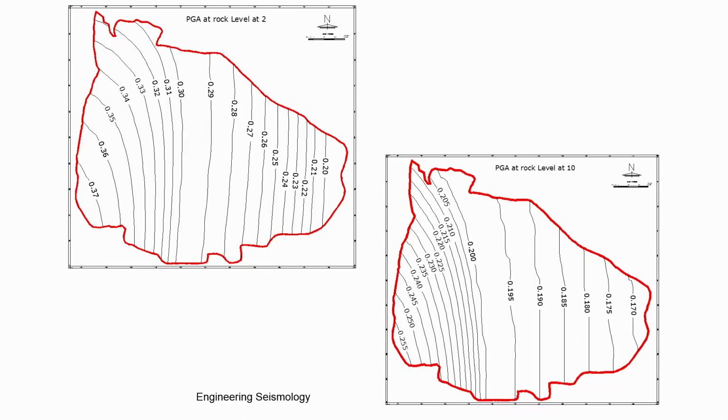You can also estimate how the PGA varies across different areas of the study area. This is typically the 2% probability of exceedance PGA at Bangalore, compared with 10% probability of exceedance in 50 years. You can see the difference. Generally 2% will have the higher values when compared to the 10%.